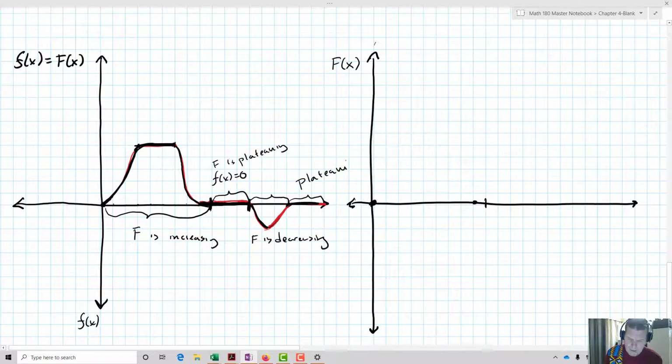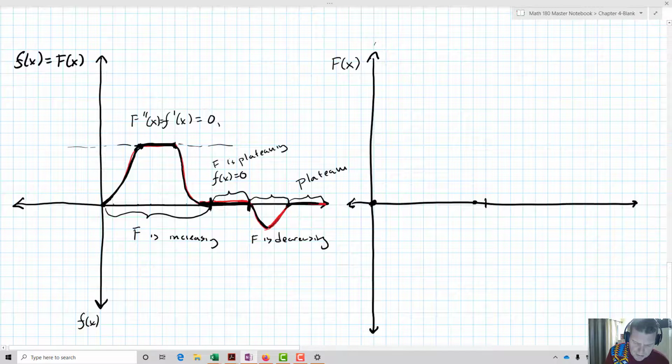Okay? Now, before I draw anything, now that we're getting a little bit more sophisticated, I want to notice some things in terms of concavity. Okay? So what I want to notice here is, take a look at this point right here, little f prime of x has got to equal 0 along that plateau. Okay? So that means f double prime of x, which is the derivative of f prime of x, equals 0. So this is no concavity.